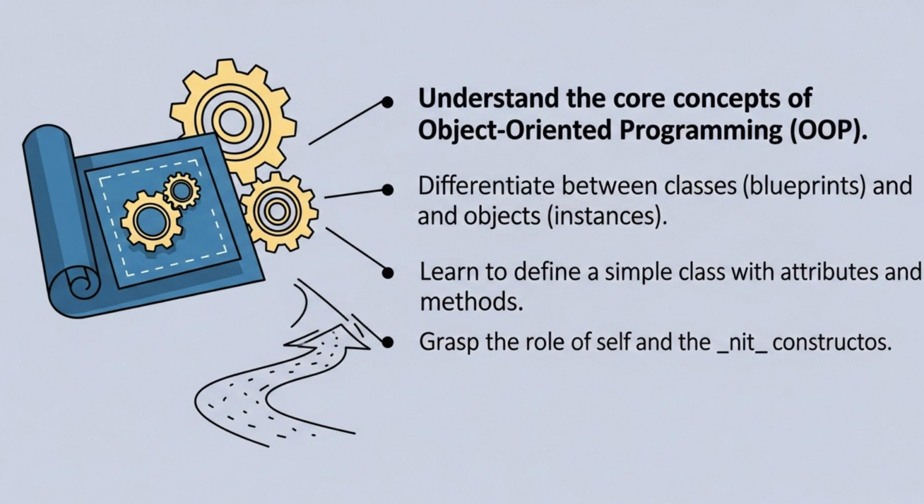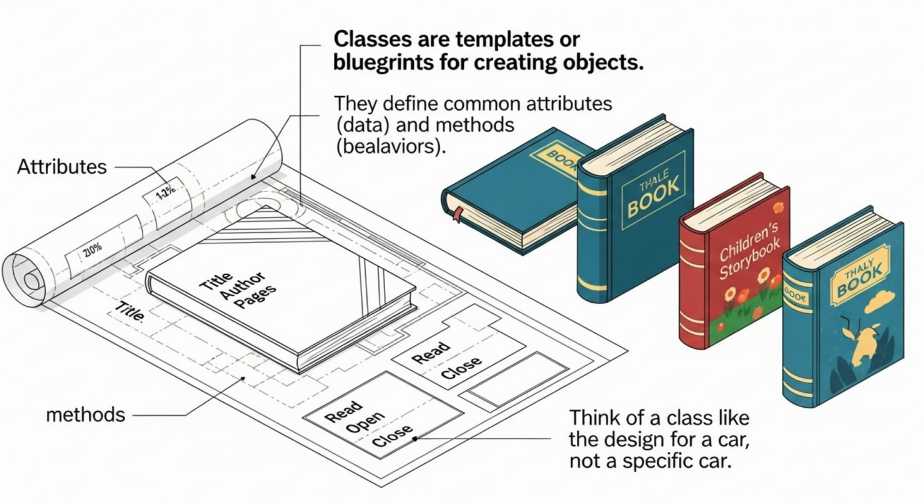Let's dive in. At the heart of object-oriented programming lies the concept of a class. Think of a class as a detailed blueprint or a template. It's not a physical thing itself, but rather the design that dictates how something should be built. For example, a class for a book wouldn't be a specific novel you can read, but the general design for any book. This design specifies common attributes, like a title, an author, or a number of pages, which are the data points that describe a book.